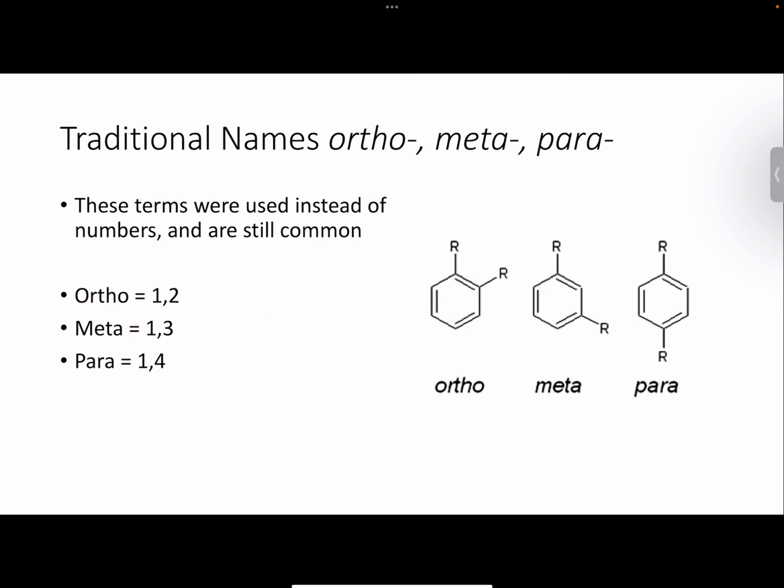You might come across these names, ortho, meta, and para. So these are an old naming system. Whenever you see ortho, it just means there are two things, positions 1 and 2. Meta means 1, 3, and para means 1, 4. So if I replace the R group with chlorine, for example, in this example, this would be 1,2-dichlorobenzene.